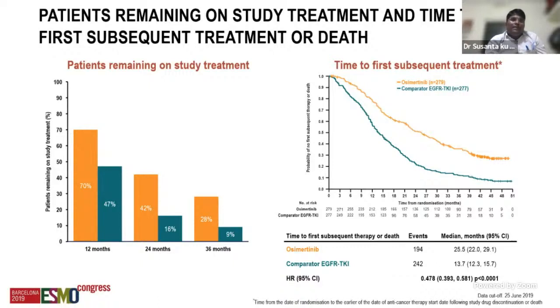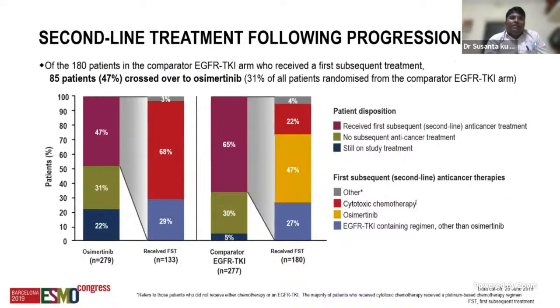For subsequent treatment, the time to first subsequent treatment is also significant with osimertinib. There are 194 events in the osimertinib arm compared to 242 events with EGFR TKI. So as events are fewer, it is very much significant, with a significant p-value and hazard ratio of 0.478. Then the second line of treatment on progression was delayed in the osimertinib arm compared to the comparator EGFR TKI.